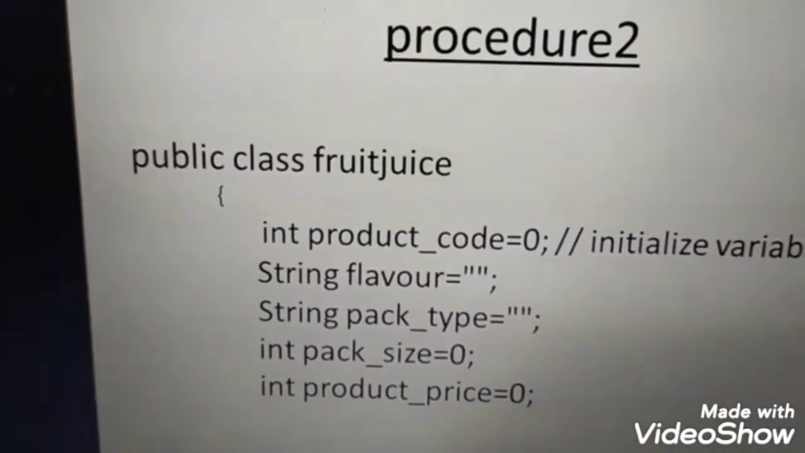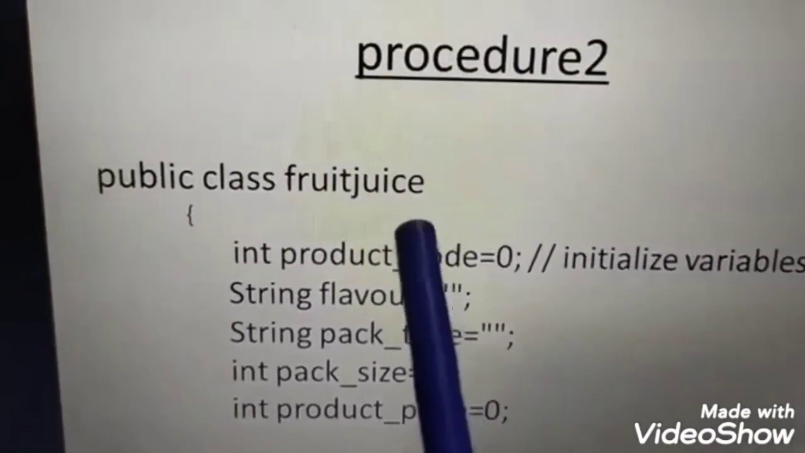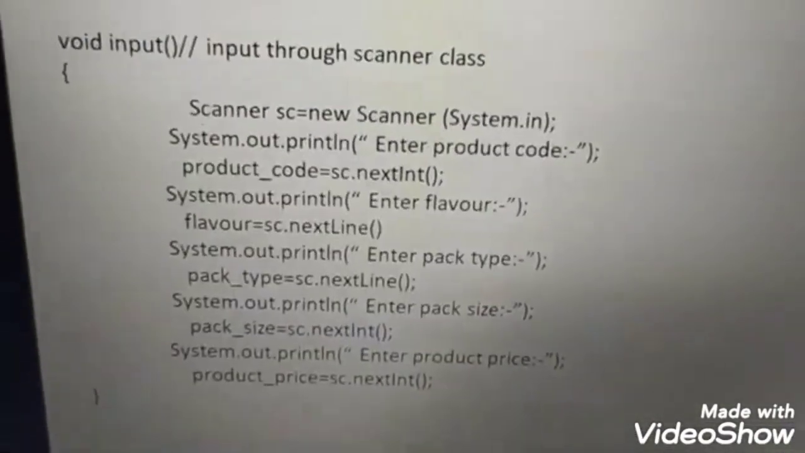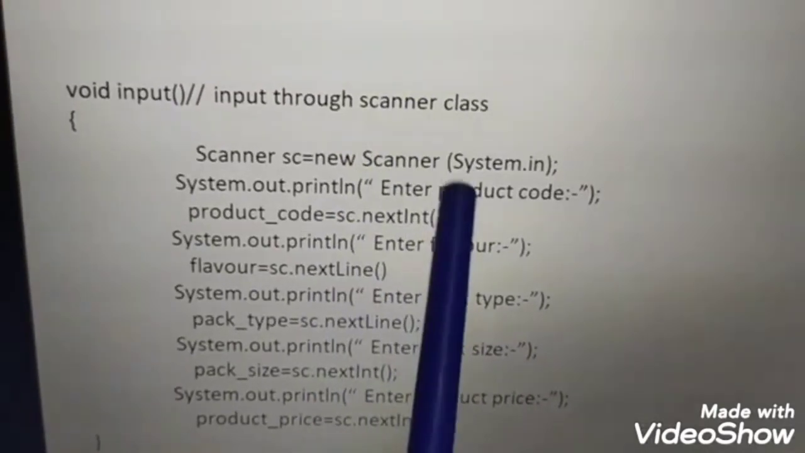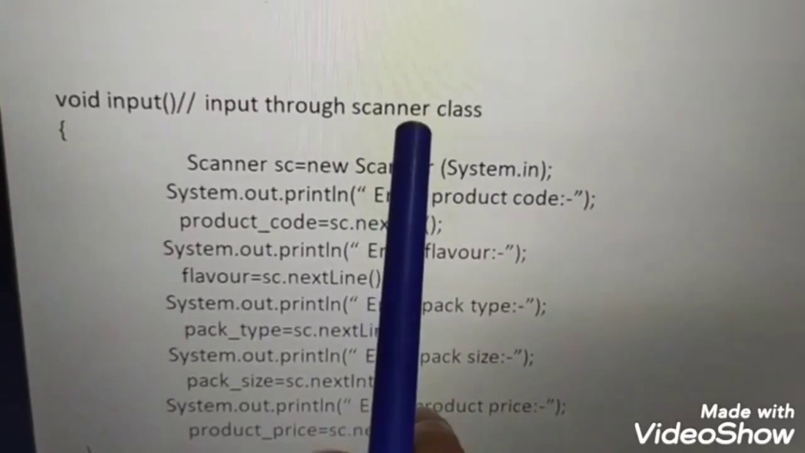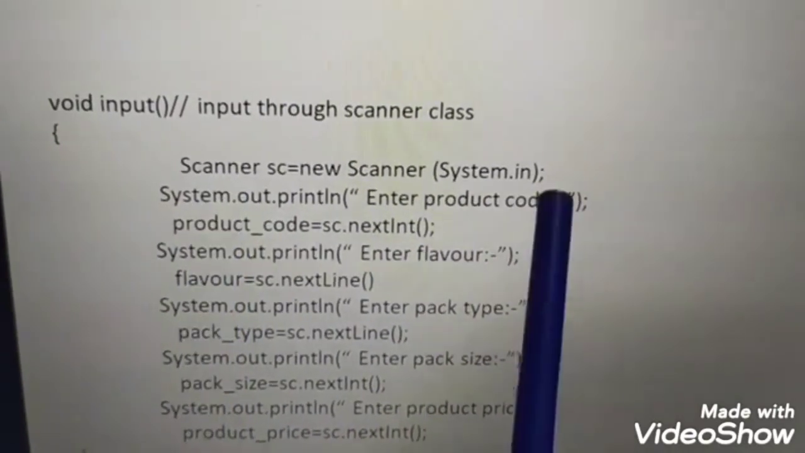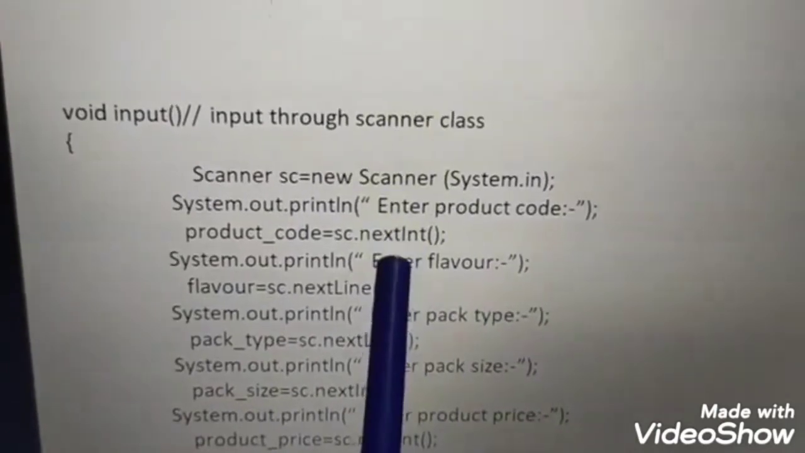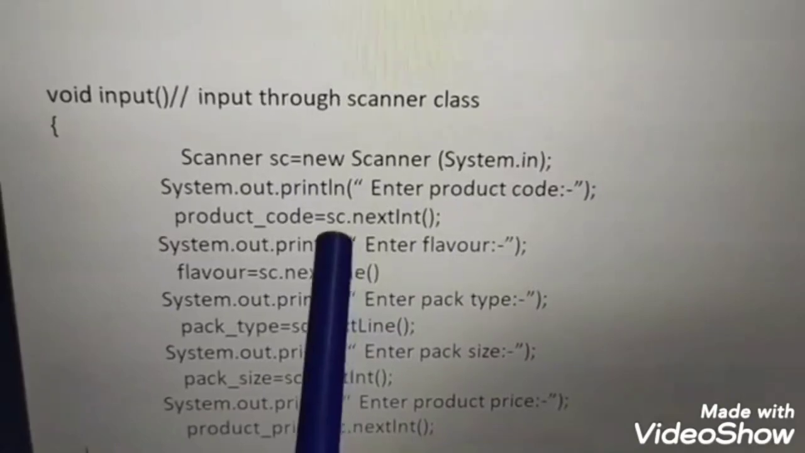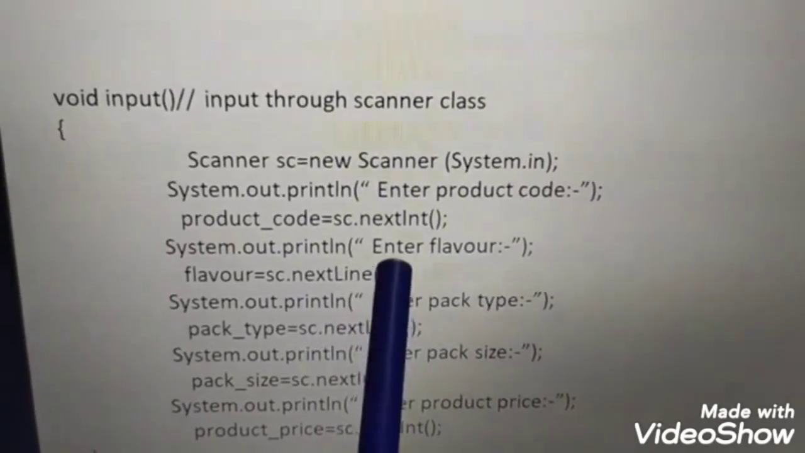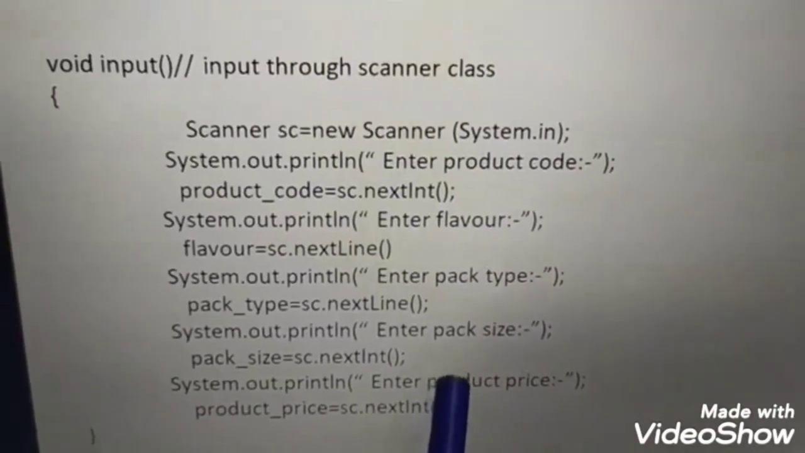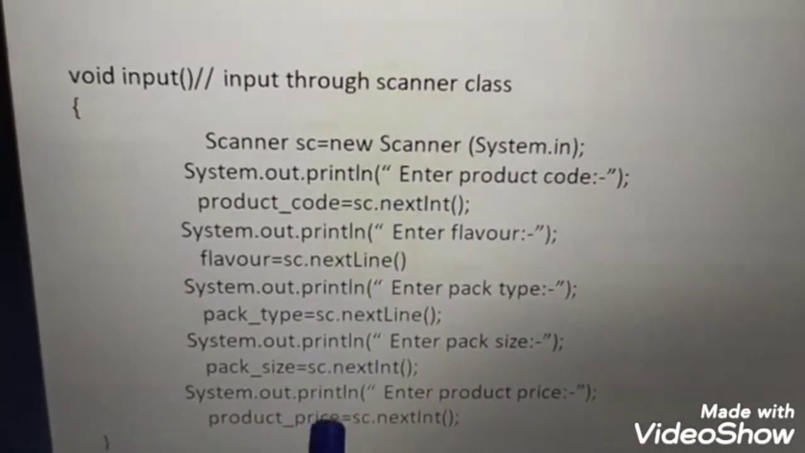In procedure 2, the same thing: define the class, initialize the variables. Here the input method is different. In the input method, instead of taking constant values, we take the data with the help of the Scanner class. So what do we have to define? Scanner, then enter the product code, nextInt. These are all the syntax. I think all of you understood: nextInt is for integer, nextLine for the string. Then enter the pack type, enter the pack size, enter the product price. So all these are inputs.